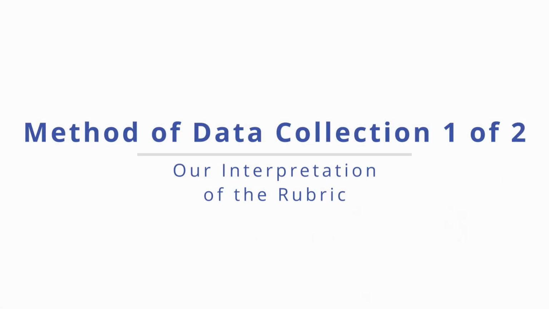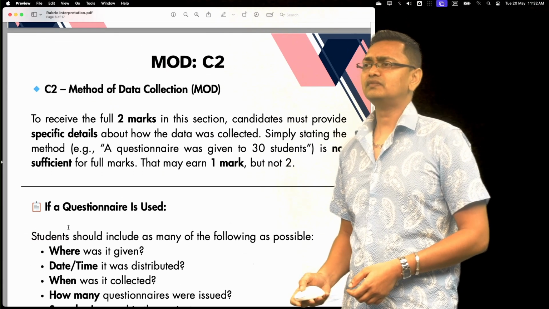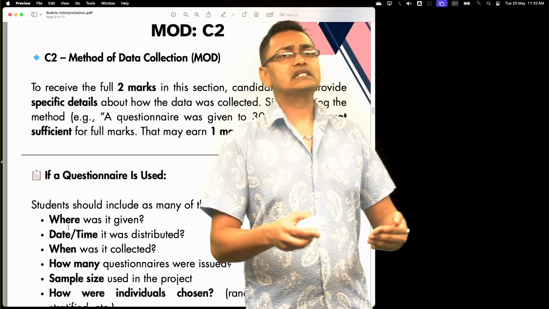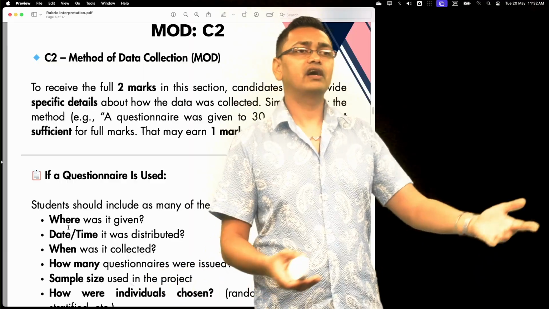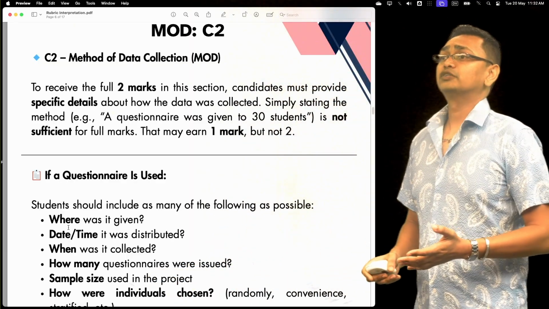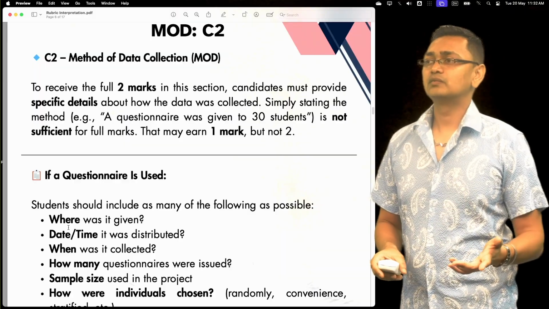So now we move to method of data collection. For the method of data collection, you simply cannot state it was done, say, via a questionnaire. That's one sentence, and you can't expect to get 2 marks. No. Actually, you must provide specific details about it.